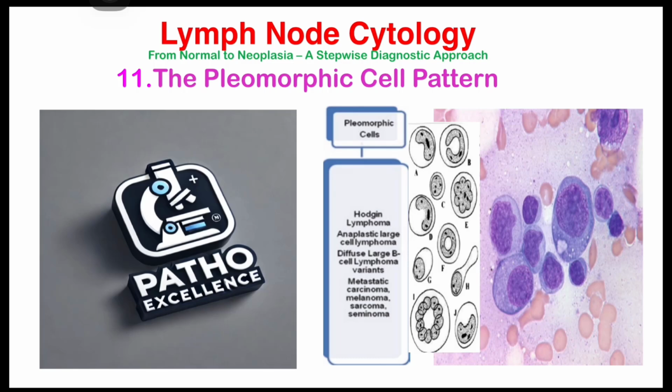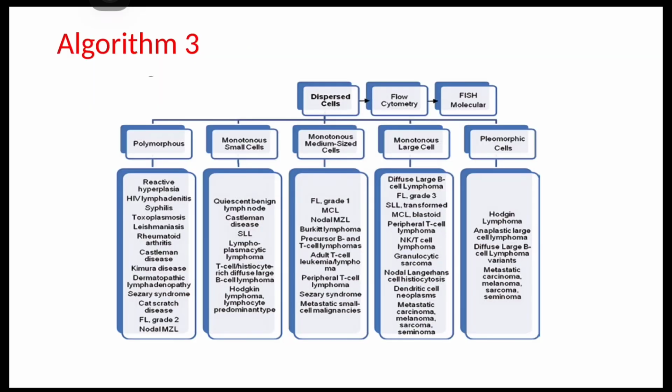In this lymph node cytology video series, till date we have discussed algorithm 3 in detail, including polymorphous and monotonous, small, medium and large cell pattern. Now in today's topic we are going to discuss the last pattern, the pleomorphic cell pattern, in which we are going to discuss Hodgkin's lymphoma and anaplastic large cell lymphoma in detail.